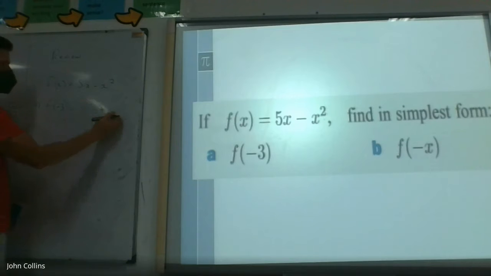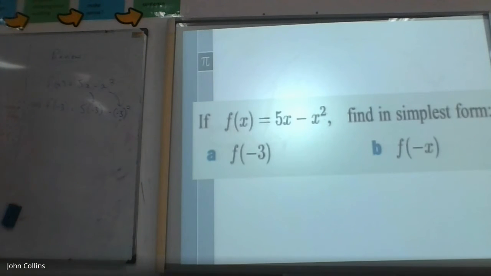5 times -3, so I've replaced the x with -3, minus -3 squared. So both those x's have been replaced with -3. And then it's just a calculation. 5 times -3 is -15. -3 squared is +9. And minus plus 9 is -9. And subtracting these, I should get back to -24.